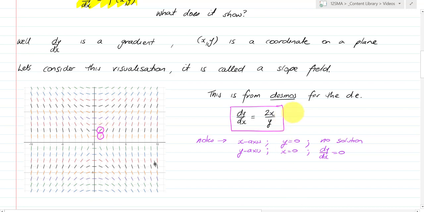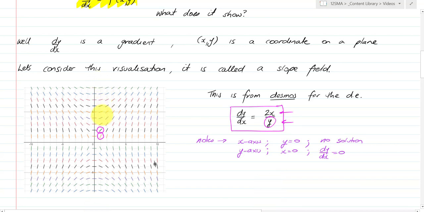And let's look at what's happening here. (1, 2) gives us 2 over 2, which is a gradient of 1 rather than 2. So you can see it flattens out. And it continues to flatten out because y is increasing, and so our denominator is increasing, but x is staying the same. And so you can see the gradient decreasing over time.